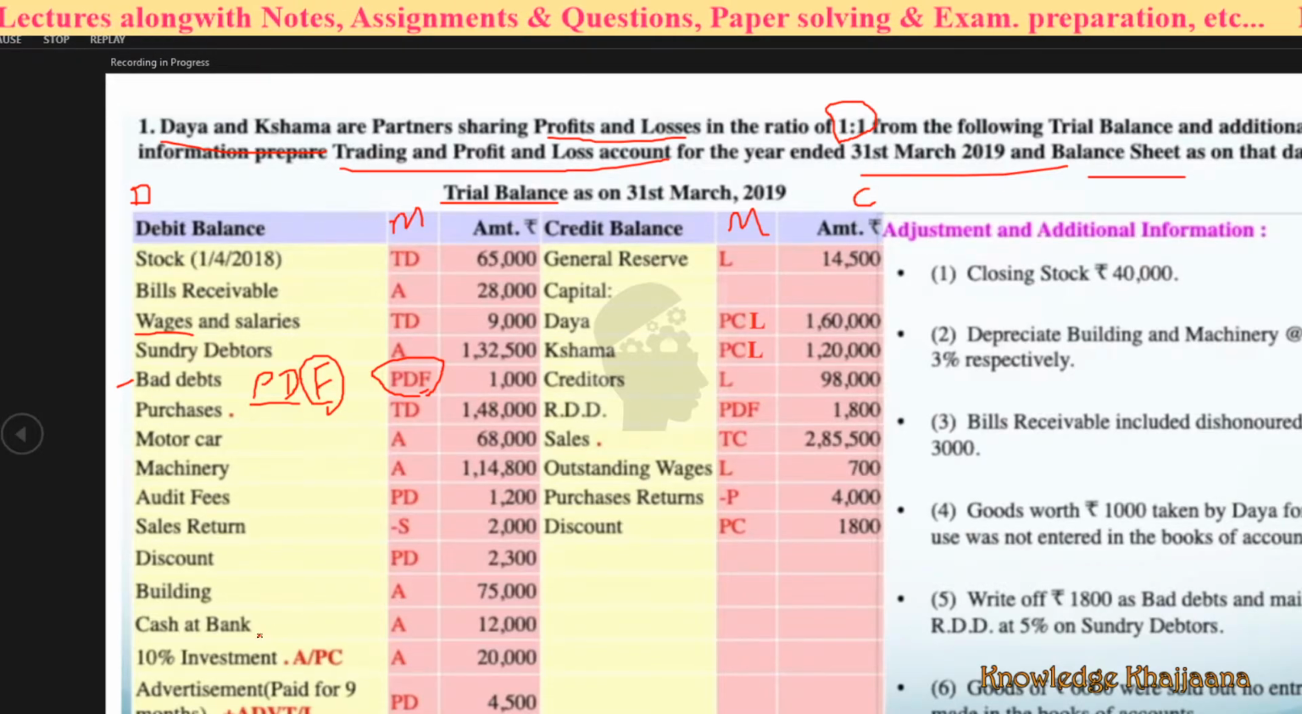Building is an asset, cash at bank, asset, 10% investment, asset. Why asset? Then what is the hidden adjustment? See, in my earlier lecture I had told you about this kind of entry given in the trial balance, 10% investments. What does this mean? It means we have investment with some financial institution, okay. We have some money kept in a financial institution, and obviously we will get interest on that investment. We will get the interest at the rate of 10% from that investment.